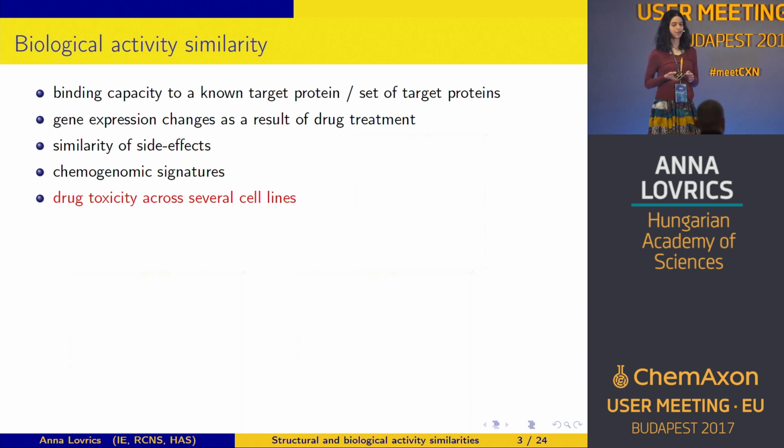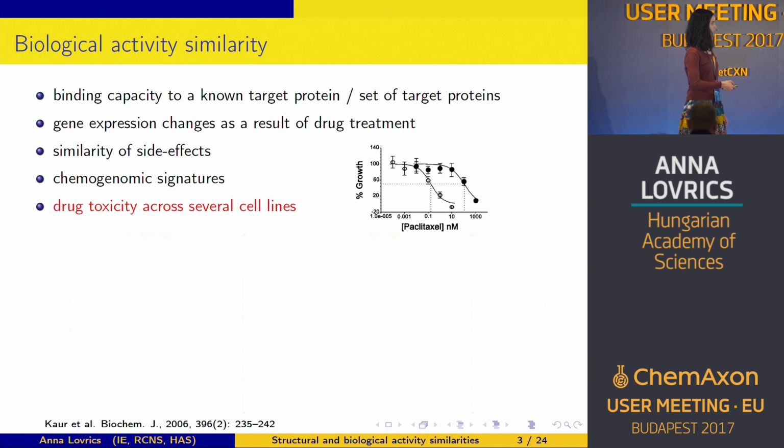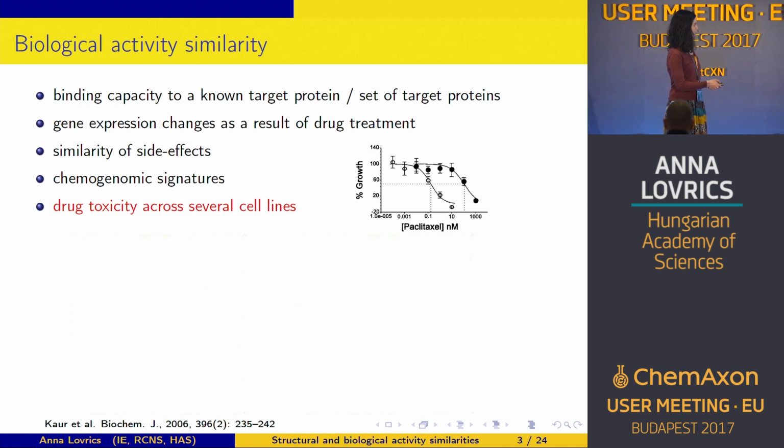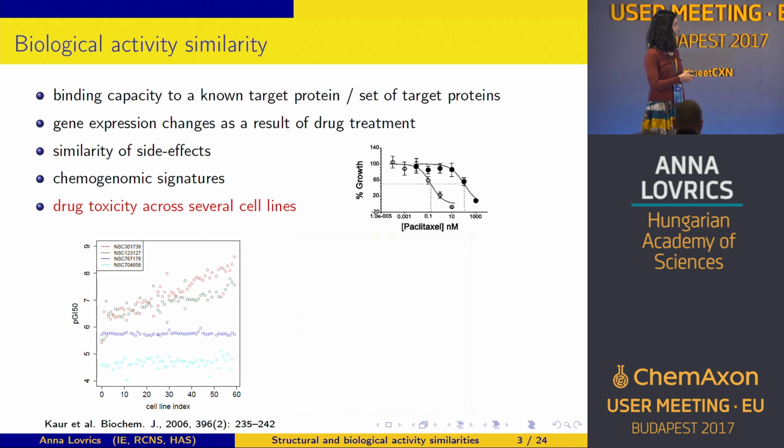It has been defined in many different ways. You can think of it as a binding capacity to a known target, or the gene expression changes as a result of drug treatment. There are other options as well. But what we had here was the drug toxicity across several cell lines. This is a drug toxicity measurement. On the y-axis, you can see the percentage of cell growth, and on the x-axis, you can see the concentration of the drug, and the log GI50 value can be defined as the drug concentration where half of the cells survive. And this data is available for the NCI 60 cells.